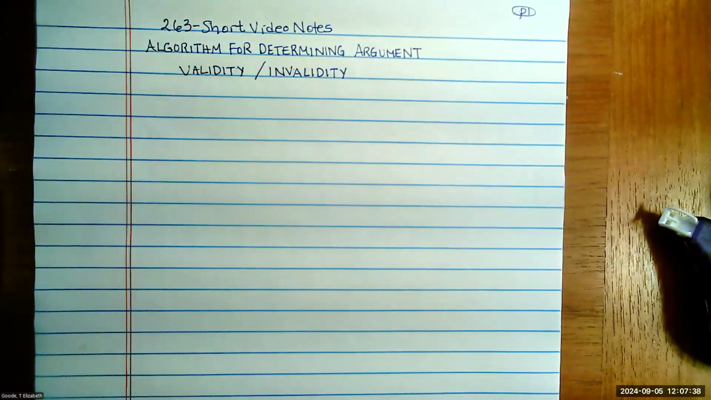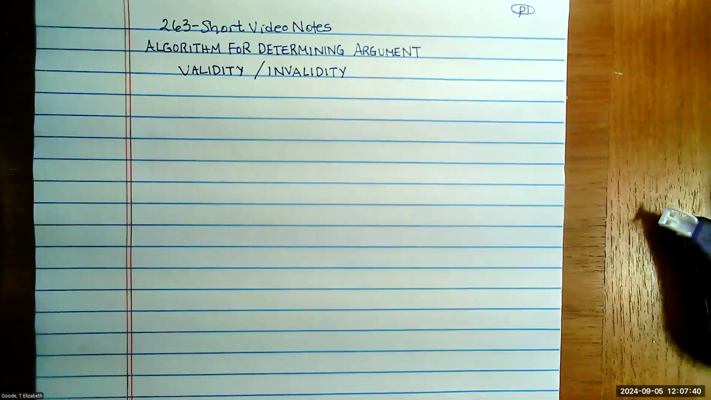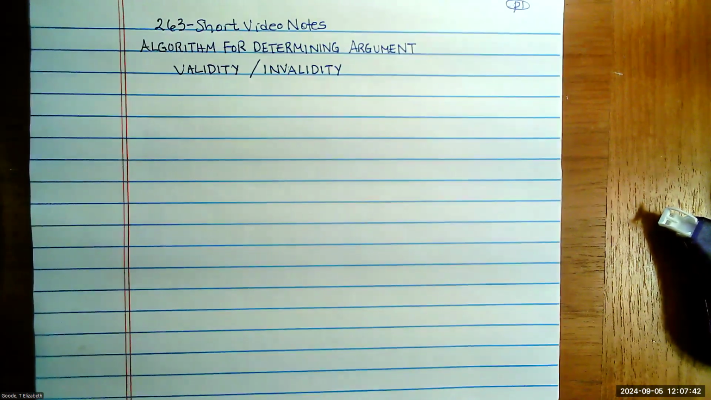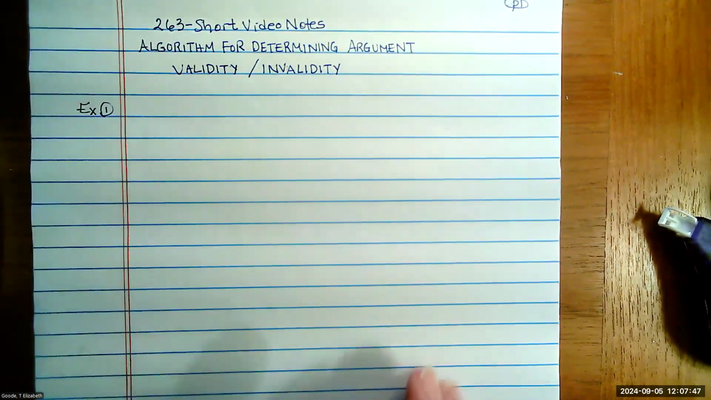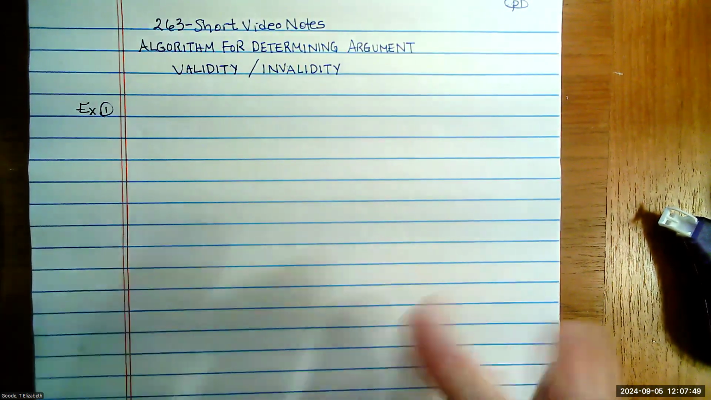So welcome to the short video about using the algorithm for determining argument validity or invalidity. Let's go right to an example. You can refer to the notes for the steps.